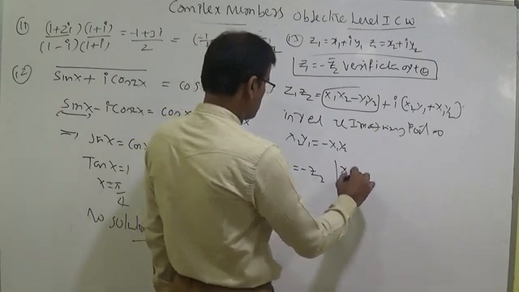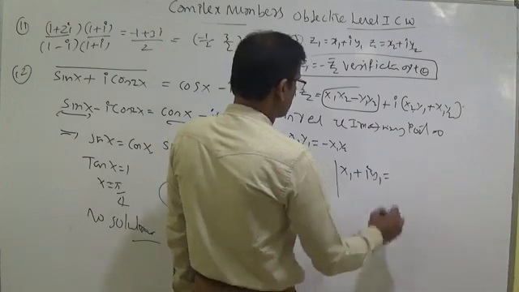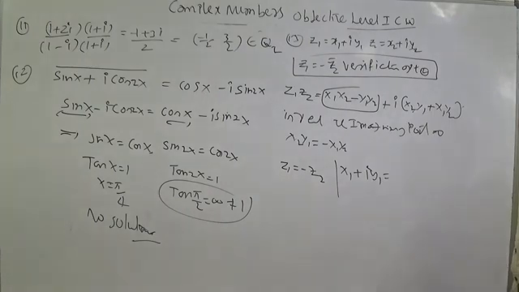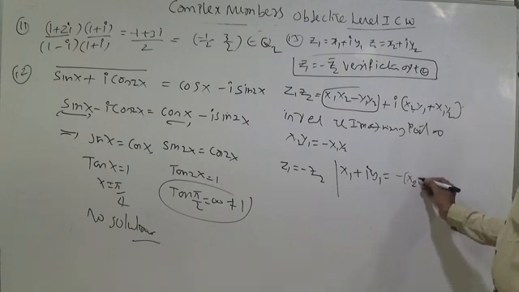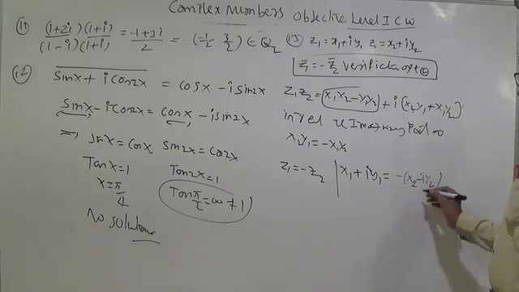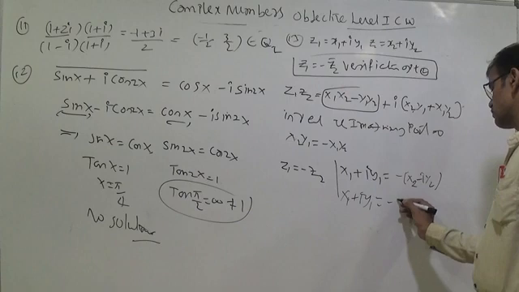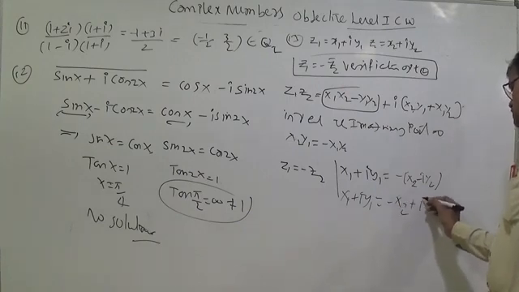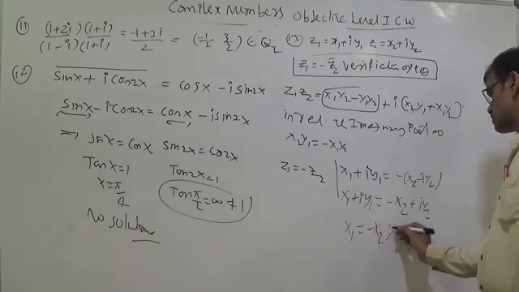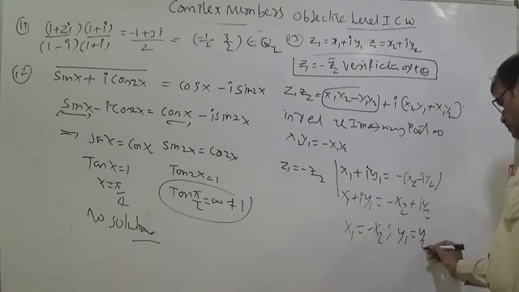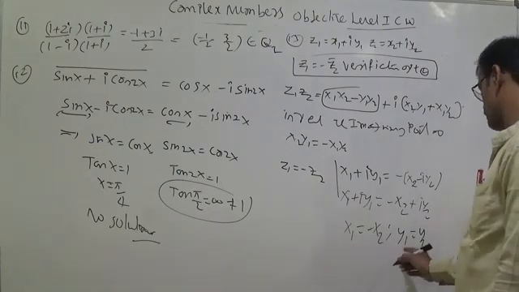So what is Z1 here? X1 plus I y1 is equal to minus Z2 bar. What is Z2? X2 plus I y2. So minus of (X2 minus I y2). So X1 plus I y1 is equal to minus X2 plus I y2. If we compare here, X1 is equal to minus X2, and Y1 is equal to Y2.